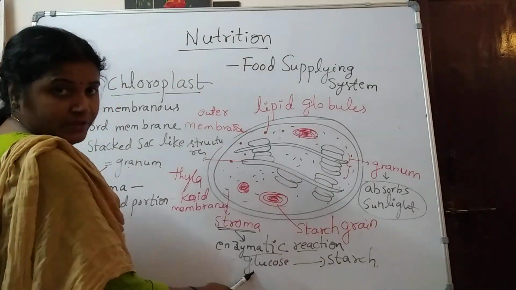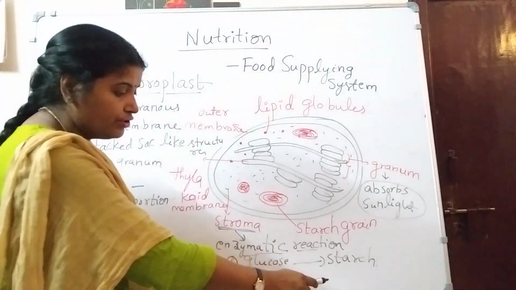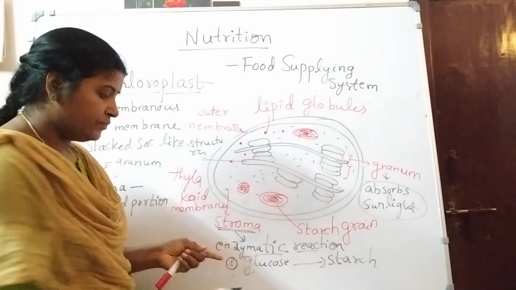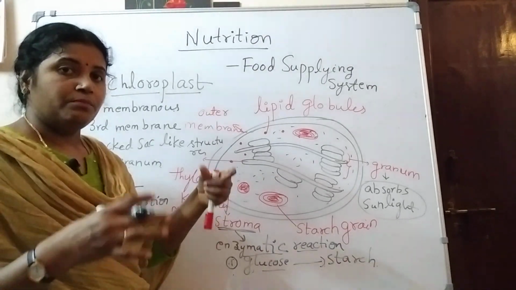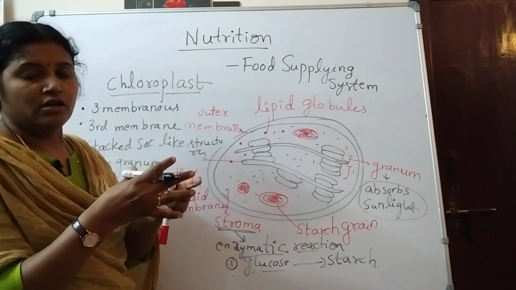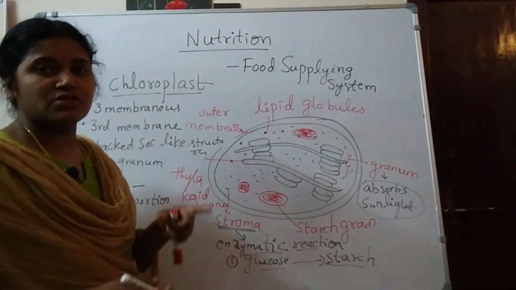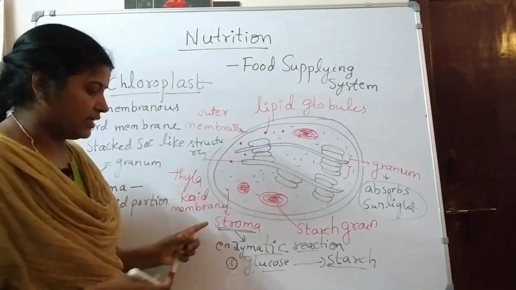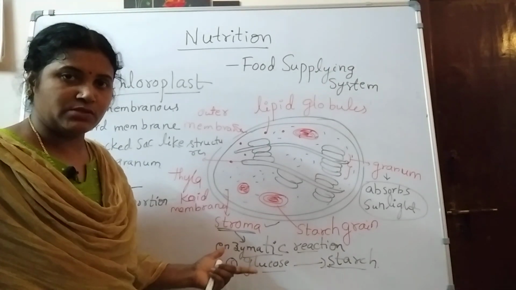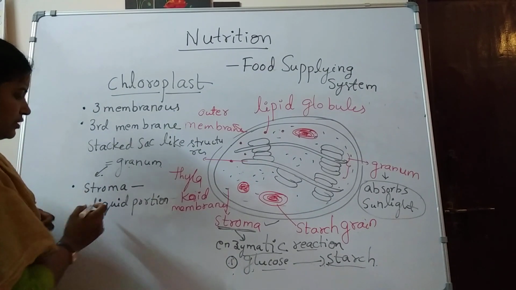When glucose is prepared, first it is involved in preparing the glucose molecules, then it is involved in the conversion of glucose molecules. A simple glucose molecule is a monomer, but when many glucose molecules join together, a complex starch molecule is formed. For all this process, enzymes are very important. For all those enzymatic reactions, what is needed? Stroma is very, very important for the enzymatic reactions. So that is about the stroma.